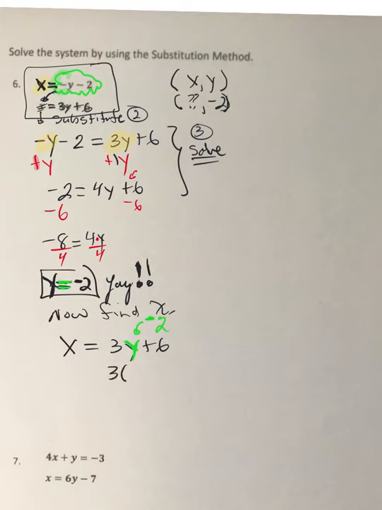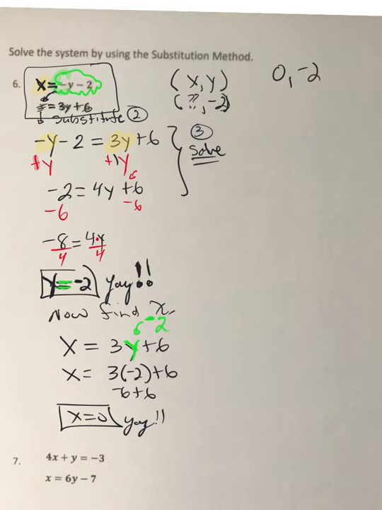So that gives me 3 times negative 2 plus 6 is what I do to find x. So negative 6 plus 6 means that x is 0. So now I have my answer. So my final answer is 0, negative 2. And that is known as the solution.